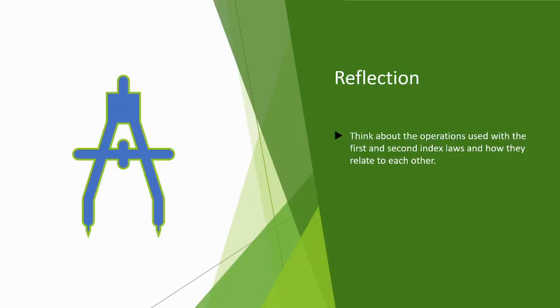For reflection for this topic, I want you to think about the operations that we use for the first and second index laws and how they relate to each other. So the first law is the multiplication law. The second law is the division law. The first law, we add the indices together. The second law, we subtract the indices together, and try to see how all this is related.